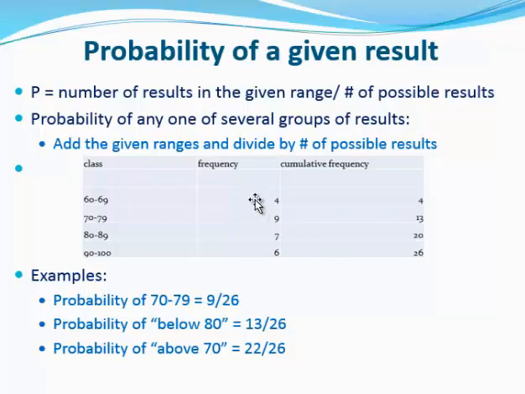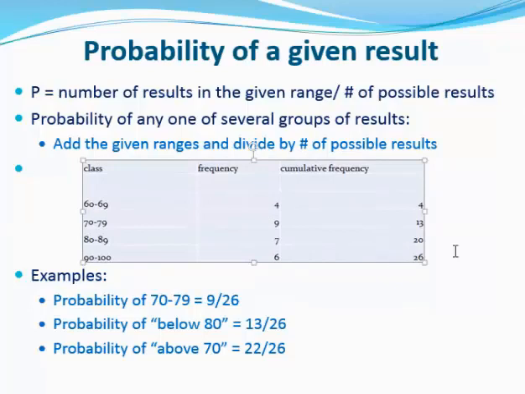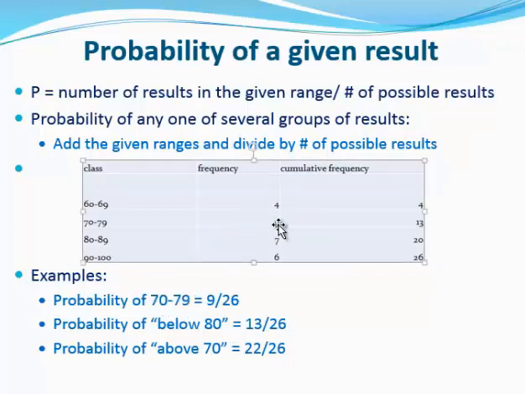We know that either by adding up all the frequencies or by just looking at the cumulative frequency for the highest group. So there are 26 possibilities altogether. How many students got in the 70 to 79 range? Well, you can see there are 9 of them. So therefore, the probability of any one student at random getting in the 70s would be 9 out of 26.